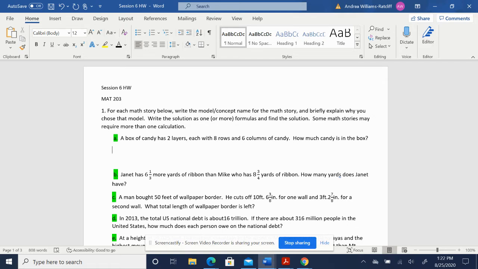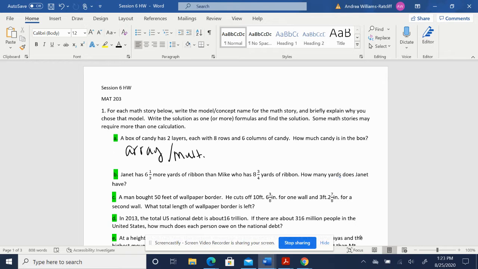So let's look at A. We have a box of candy, has 2 layers, each with 8 rows and 6 columns of candy. How much candy is in the box? Okay, so this should have been an array for multiplication. So array is the structure, multiplication is the concept or the operation.